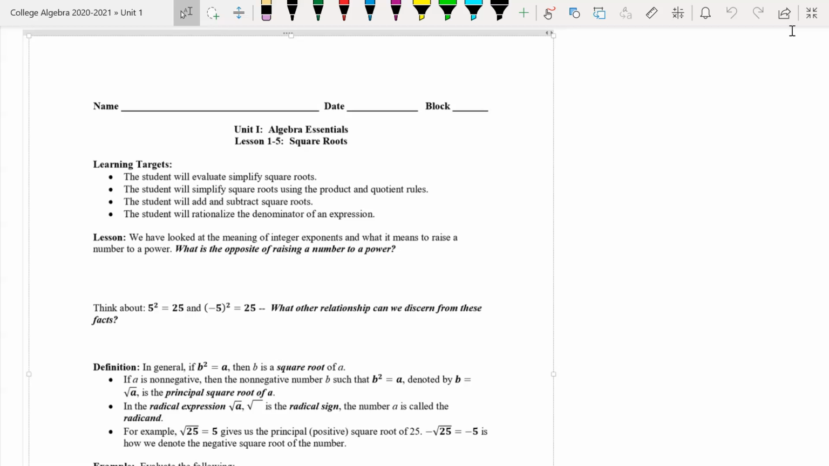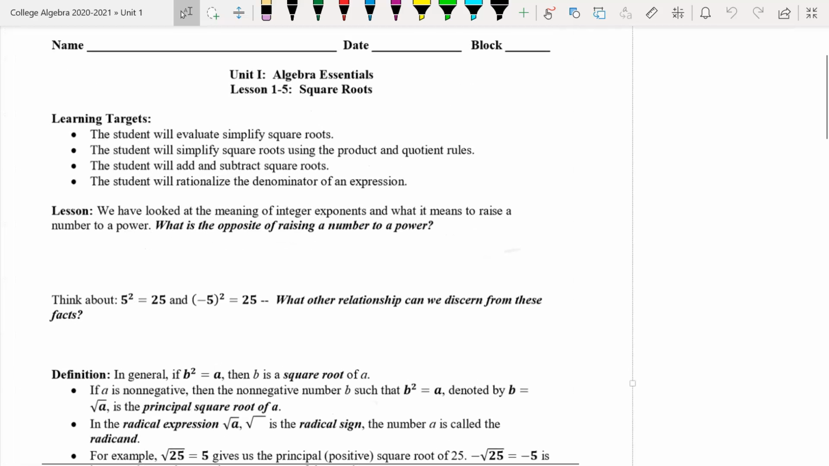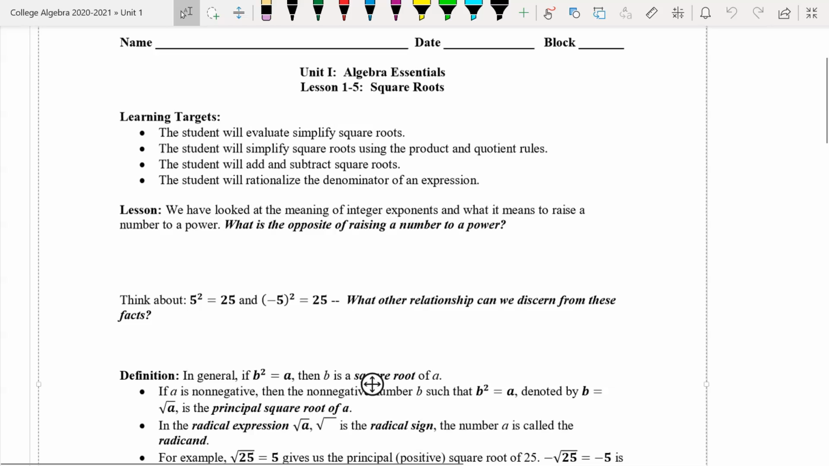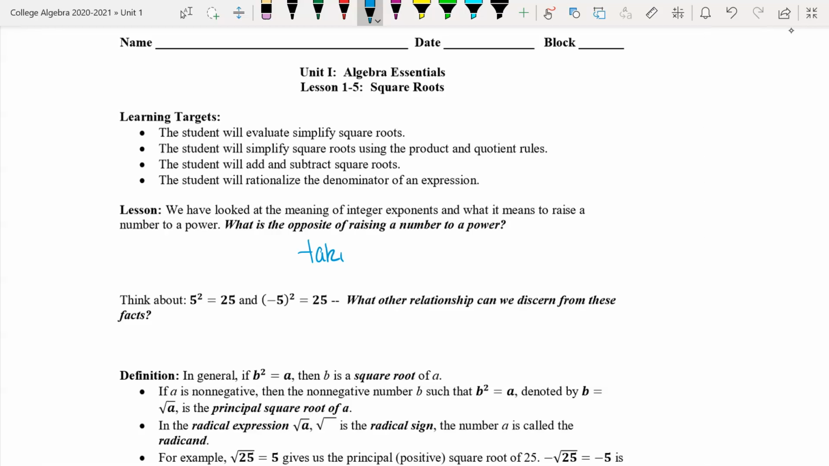Roots. So, the first thing is, what's the opposite of raising a number to a power? Well, that would be taking the root of that number.